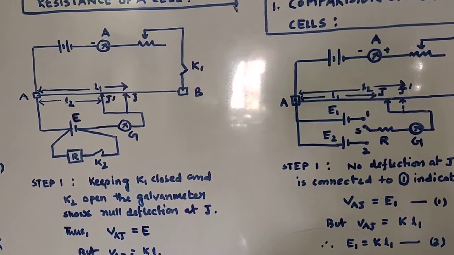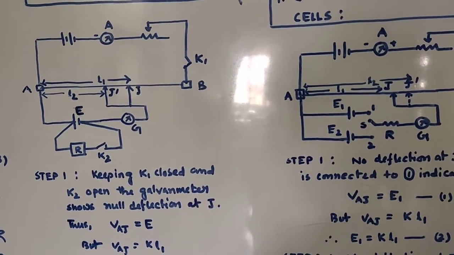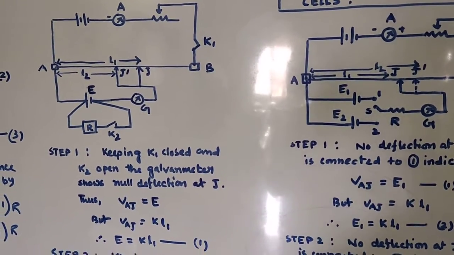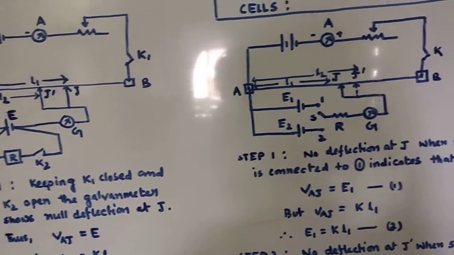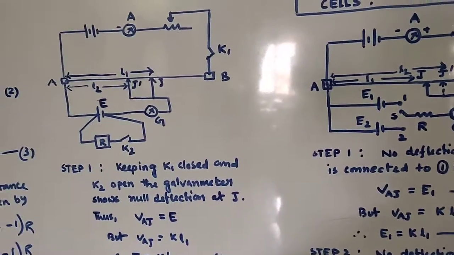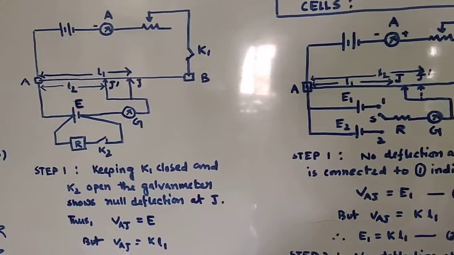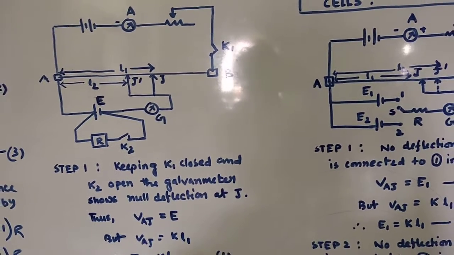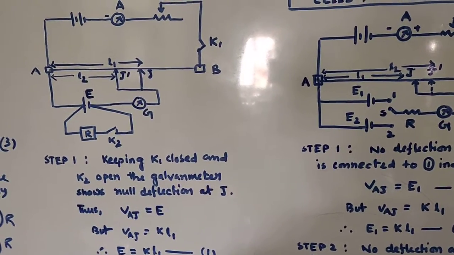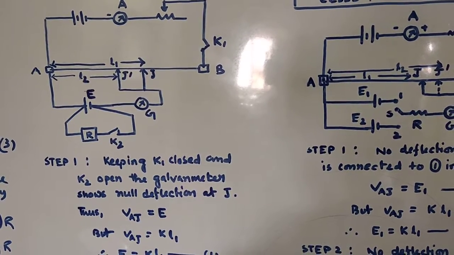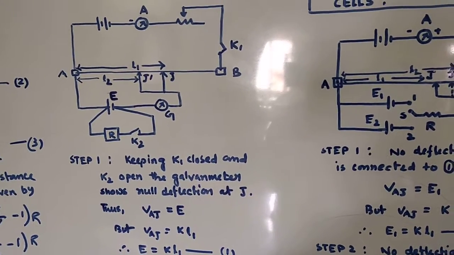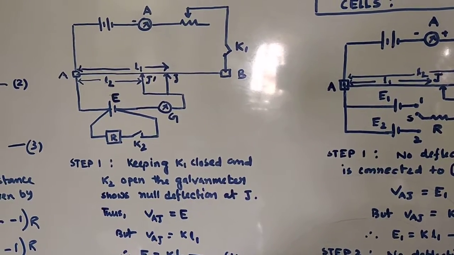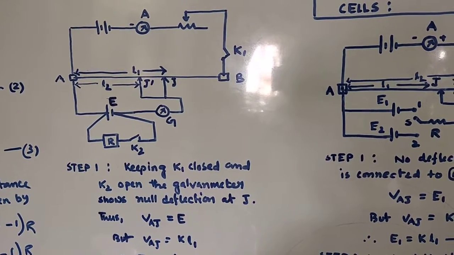In the lower portion we have connected a cell whose internal resistance we have to determine, that is E, and across that we have connected a resistance capital R with the key K2. Previously you had only one key K1, and here you have two keys, K1 and K2. What we'll do here is keep key K2 open and close key K1. Let me read out what we have written here. Keeping K1 closed and K2 open, the galvanometer shows null deflection at J.